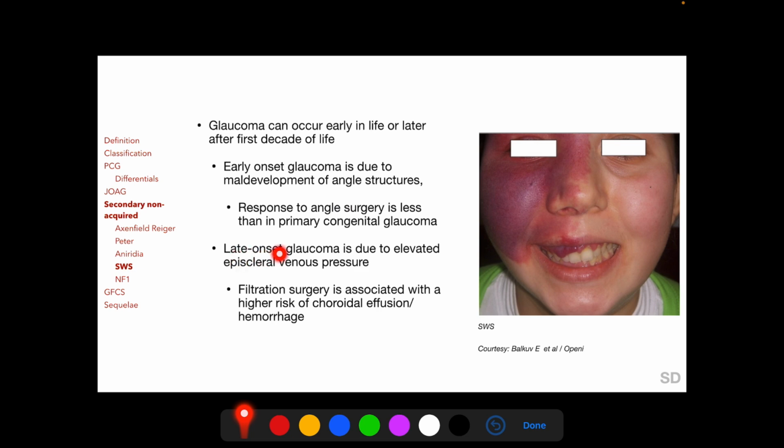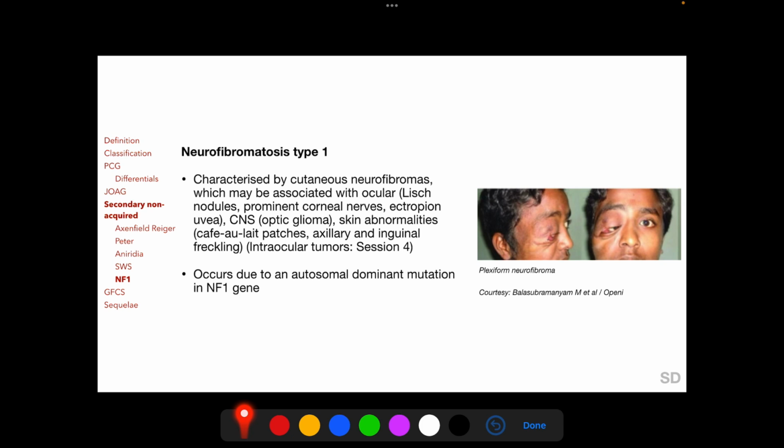Late onset glaucoma following Sturge-Weber syndrome is due to elevated episcleral venous pressure, and filtration surgery in these patients is associated with a higher risk of choroidal effusion and hemorrhage. Neurofibromatosis type 1 patients can develop glaucoma, but type 2 neurofibromatosis is not known to be associated with glaucoma.